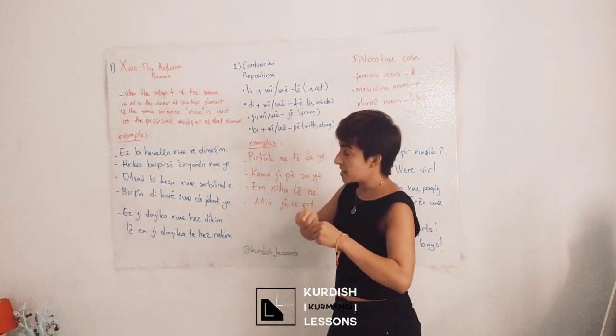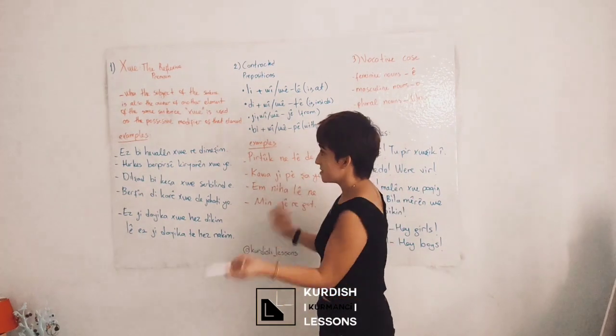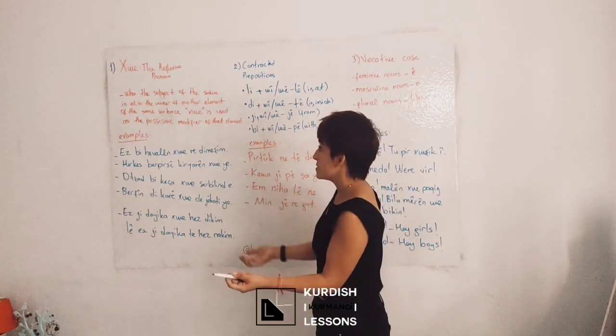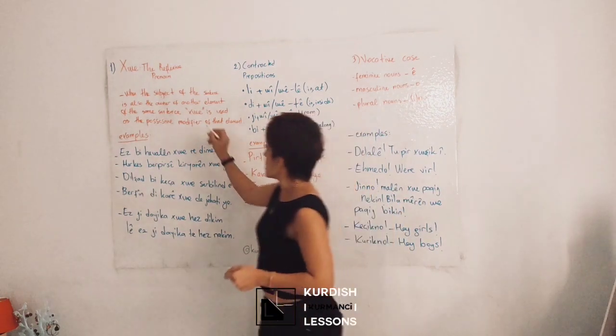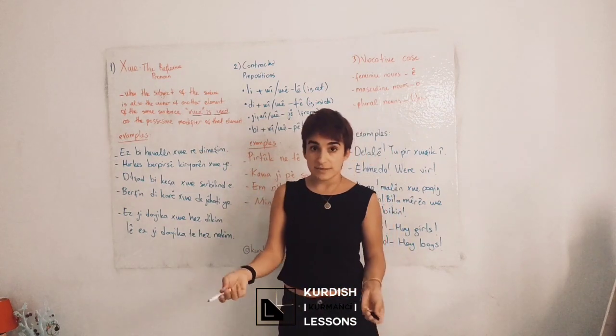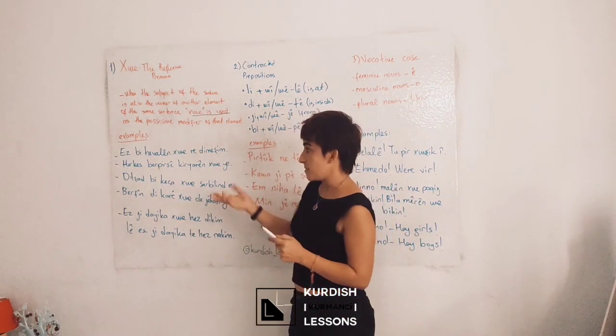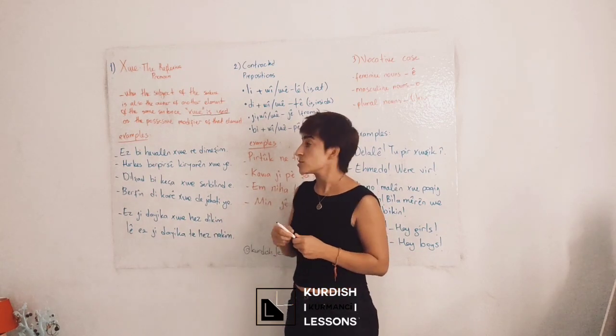So you see there is an explanation for "xwe". It says when the subject of the sentence is also the owner of another element of the same sentence, "xwe" is used as the possessive modifier of the element. Okay, so there are some examples. Let's read these examples and learn how to use this "xwe".